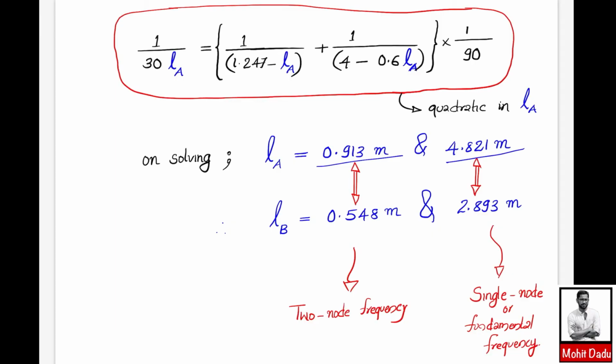And in the other case, whenever the LA value is greater than L1 or the LB value is greater than L2, it will be representing the case of a single node or fundamental frequency case, where a single node is occurring within the shaft. The figure with which we were explaining is now of these values having LA as 0.913 meter and LB as 0.548 meter, and the plot of the other values I will be showing towards the end of the solution.